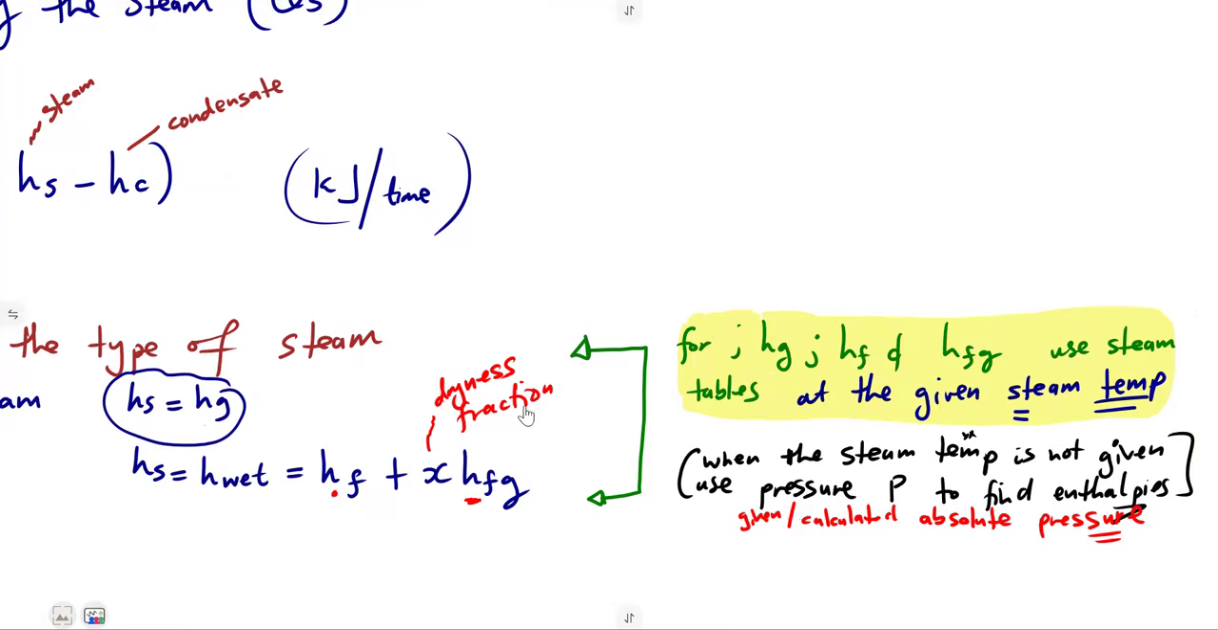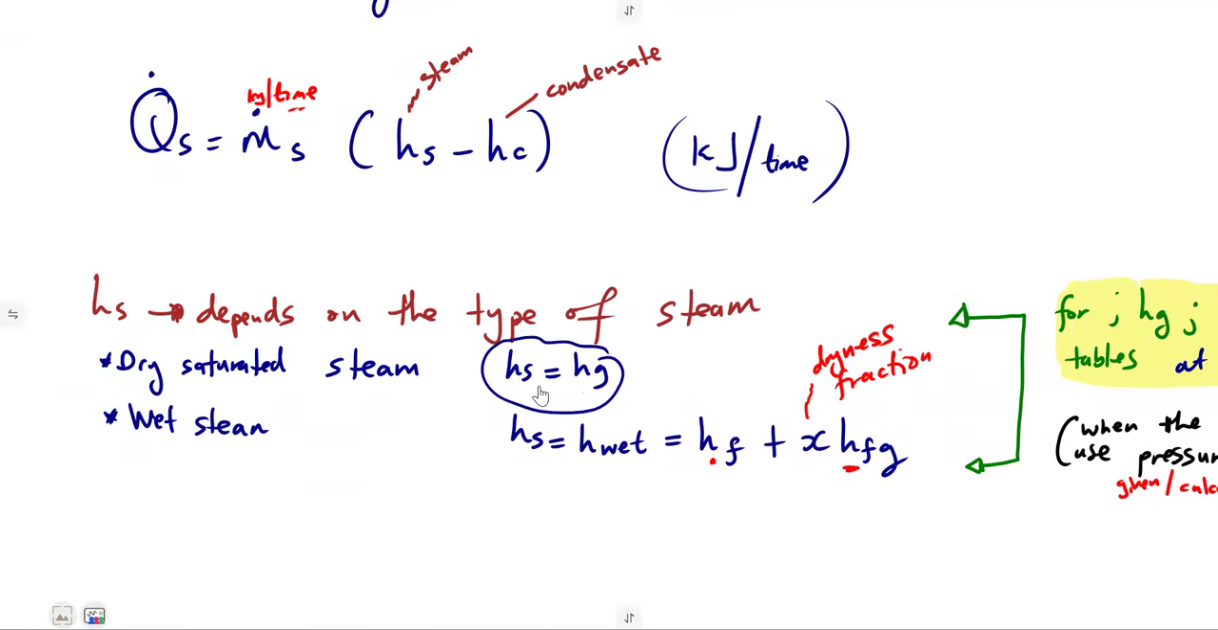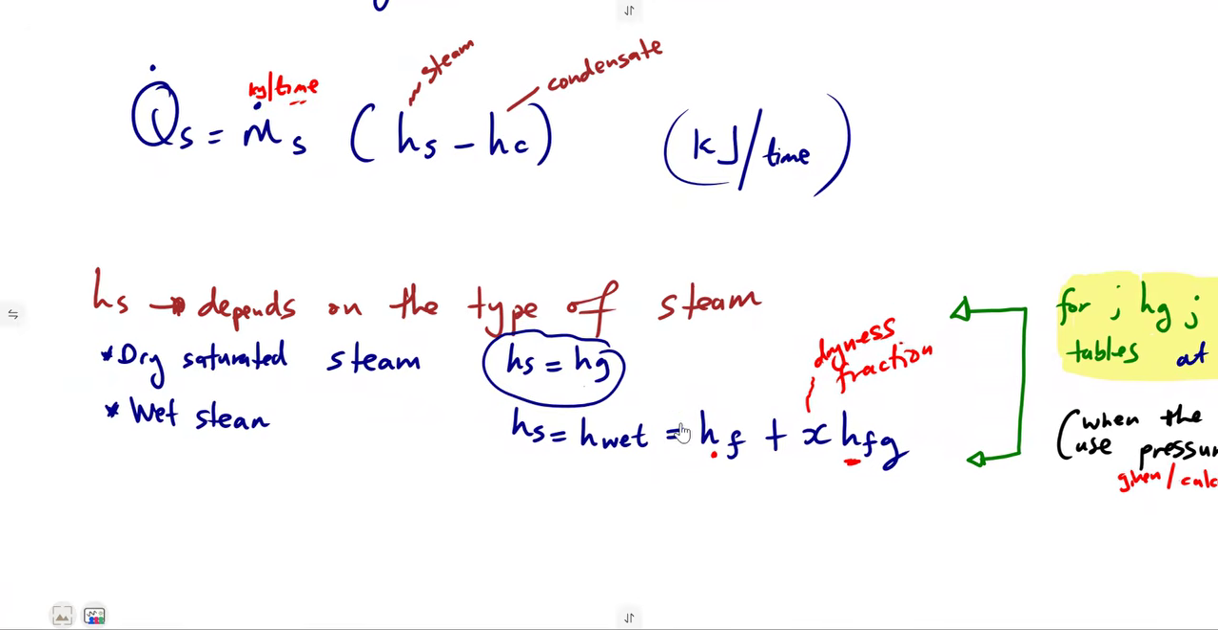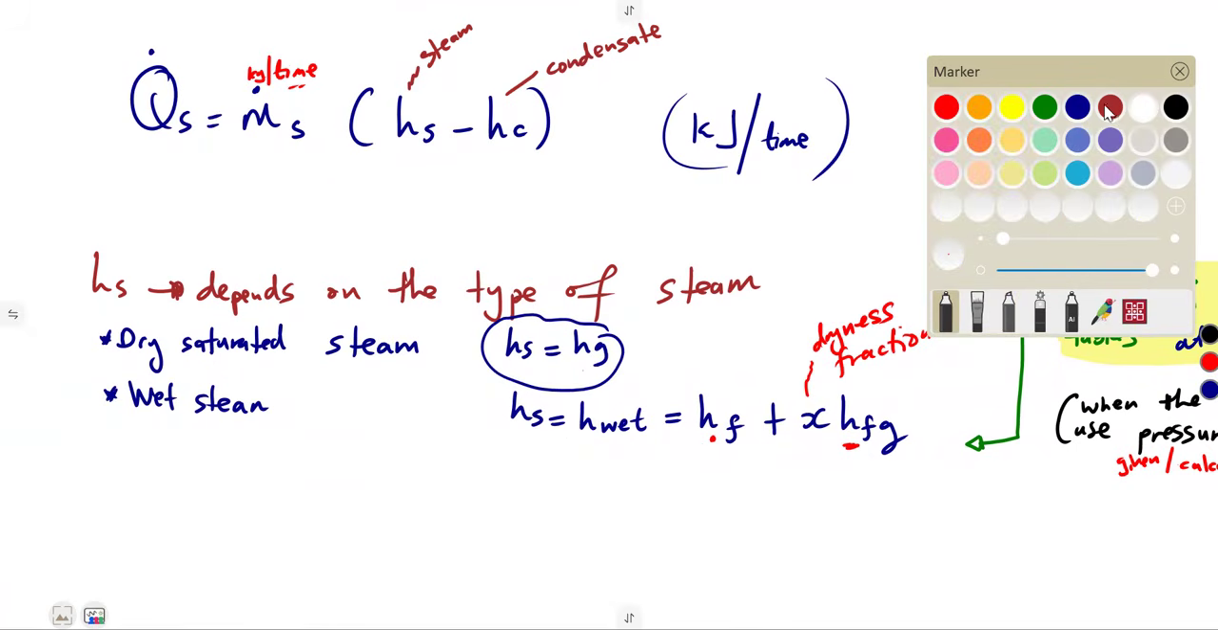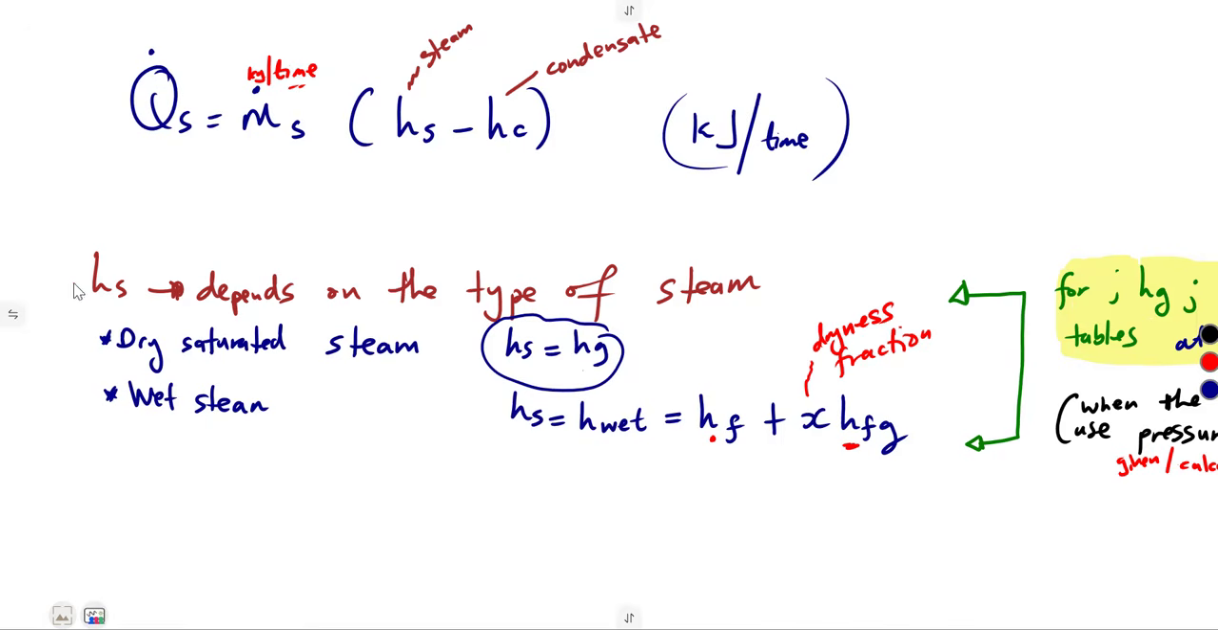So use it to find the HS, which is the enthalpy of the steam, depending on the type of the steam. Is it dry? Is it wet? Okay, that is about HS. Then we also have HC, as we saw there, of the condensate. So HC is our specific enthalpy of the condensate in the condenser.